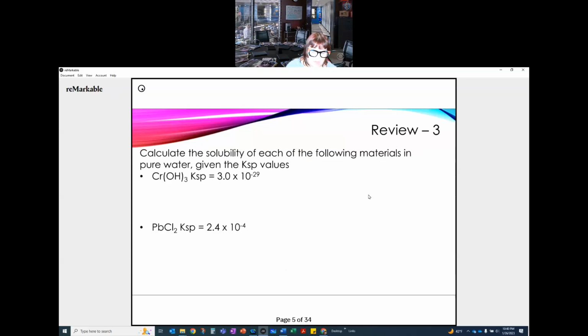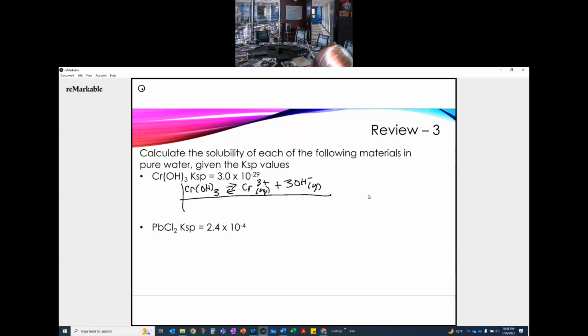Calculate the solubility of each of the following materials in pure water, given the KSP values. So Cr(OH)3 has a KSP of 3.0 times 10 to the minus 29. Okay, fine. I will start with a balanced equation. Cr(OH)3 decomposes to give me a Cr3 plus and 3 OH minus. We actually wrote this previously.